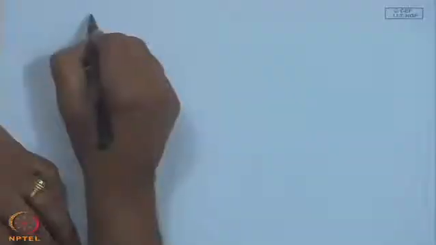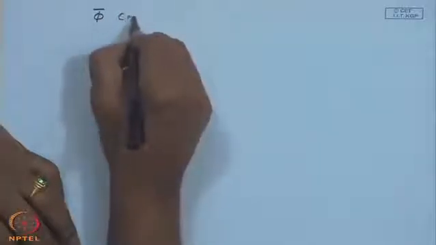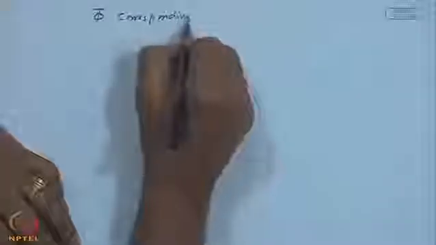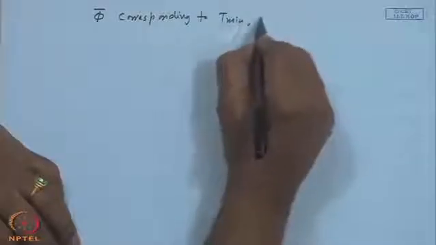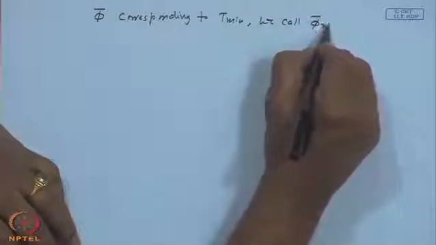The only reason, once again I emphasize, the monthly average daily utilizability is phibar corresponding to T minimum, we call phibar max. That is all, nothing else.